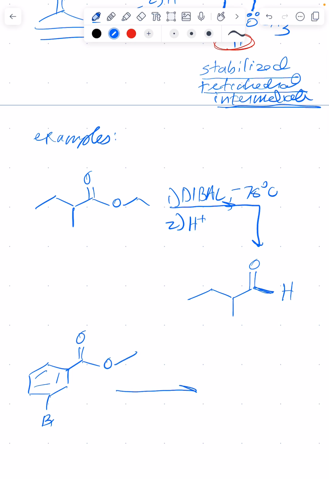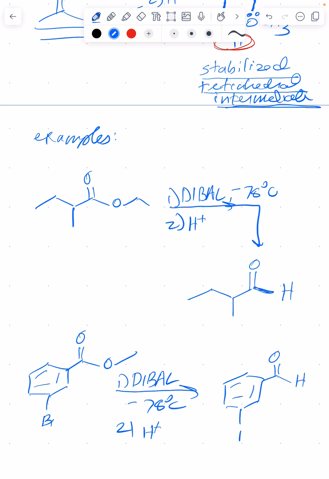If I take an ester like this one, treat with DIBAL, again at -78°C, follow that up with H+, I'll deliver the one hydride nucleophile to the ester, make that tetrahedral intermediate, and then collapse that tetrahedral intermediate and destroy the remaining DIBAL in the second step when I add acid. What that's going to do is lead me just to the aldehyde product. Okay?